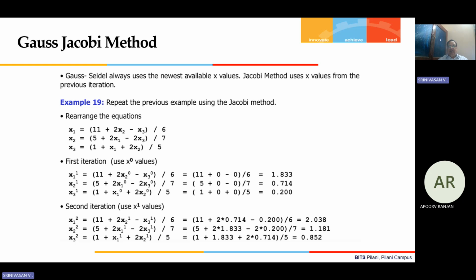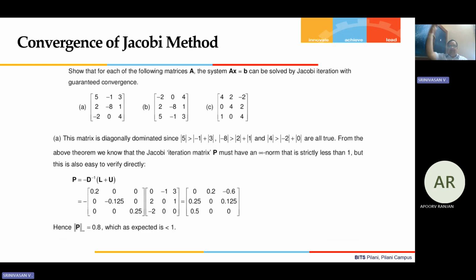1.833 for x1, 0.2 for x3, 1.833 for x1, 0.714 for x2. So you get a new set of values during the second iteration. Like that it is proceeding. Finally, after doing a good number of iterations, you will end up with the same kind of solution, maybe after 6 or 7 iterations: 2, 1, 1. That was the solution I remember.